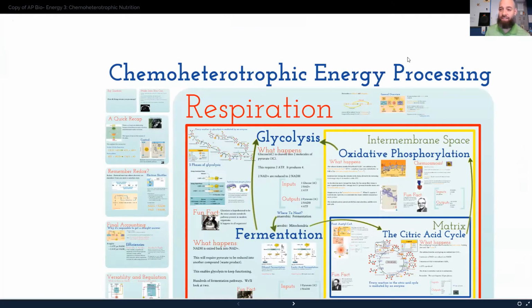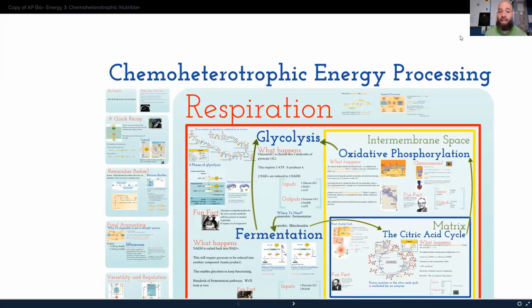Chemoheterotrophic energy processing. Ooh, fancy words. Chemo is telling us chemicals. Heterotroph, we've heard that before. Those are going to be our consumers, things that need to take in other organisms or things to get their energy. So chemoheterotrophic nutrition is the idea that you're going to get your food from another source, heterotrophic. It's going to be in the form of chemical bonds, the bonds of your food or whatever materials are being used. And that's how you're actually going to be processing the energy for your system.